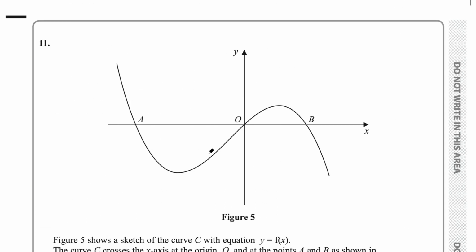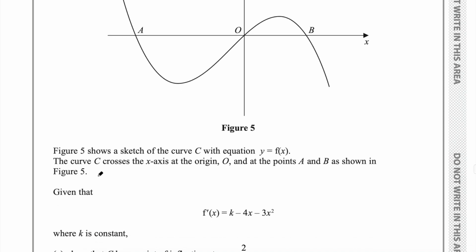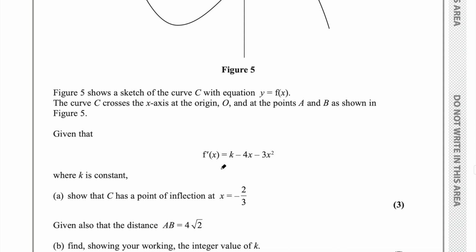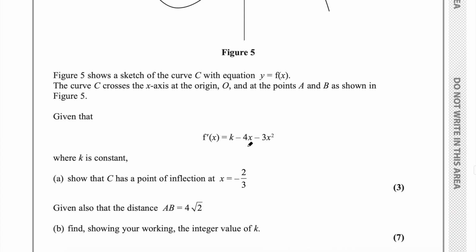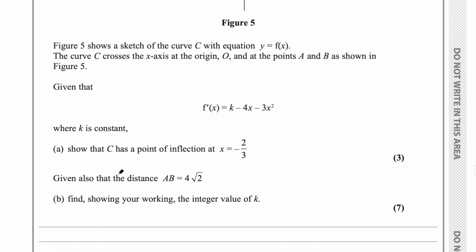Question 11 gives us a graph and it says figure 5 shows a sketch of the curve C with equation y equals f of x. The curve C crosses the x-axis at the origin O and the points A and B as shown in figure 5. Given that f dash x equals k take 4x take 3x squared, where k is constant, part A says show that C has a point of inflection at x equals negative 2 on 3.